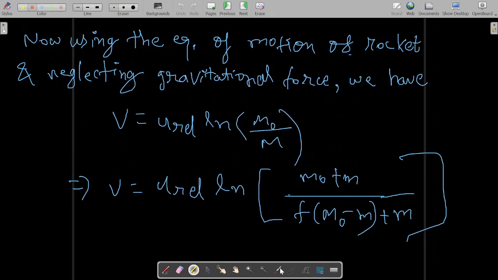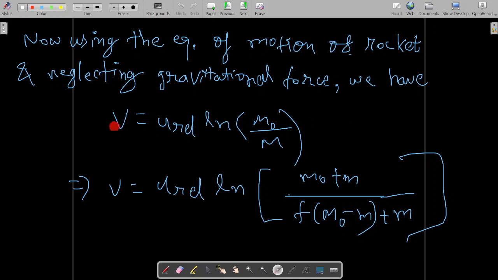Now using the equation of motion of the rocket and neglecting gravitational force, we have V equal to U relative ln m naught over m. Now in some other exam, you will actually write minus gt over here, then you will say that gravitational force is 0, so g equal to 0, and arrive at this step. But in the IAS physics optional, as soon as you write that neglecting gravitational force, it is understood that the minus gt term will not come over here.